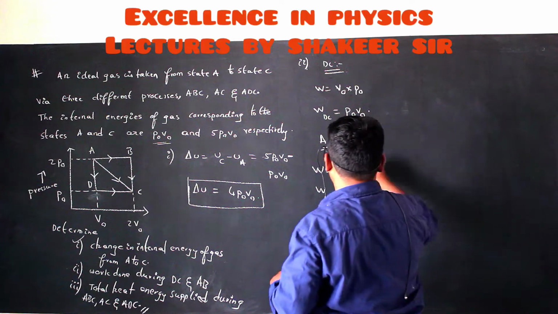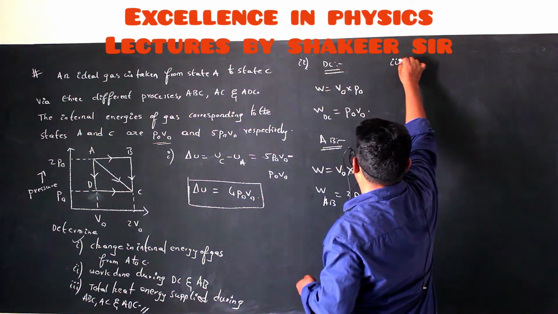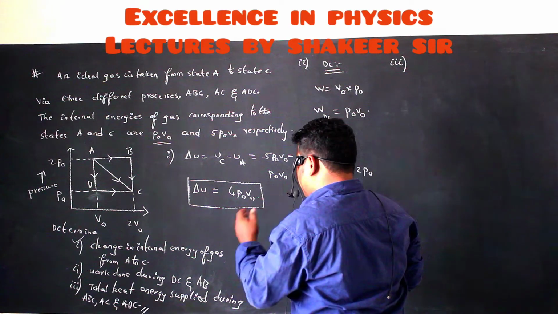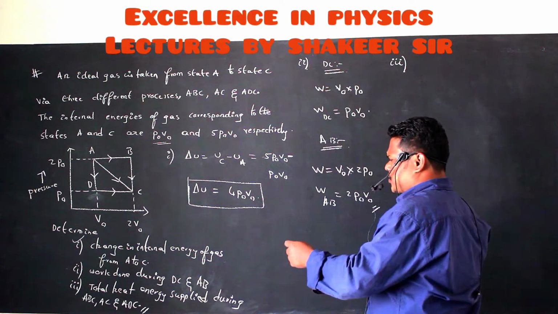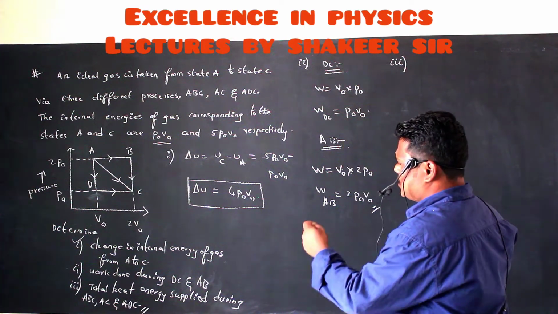So now let us see the third question. What is the third question he is asking? The total heat energy supplied during the processes ABC, AC and ADC.